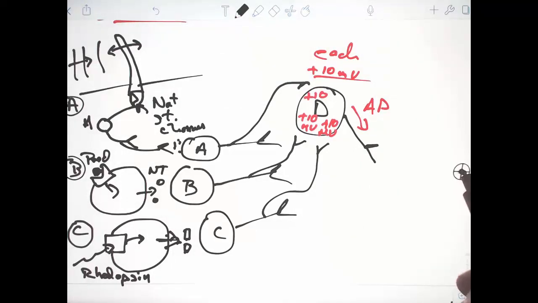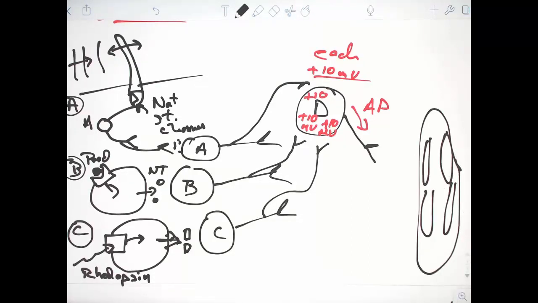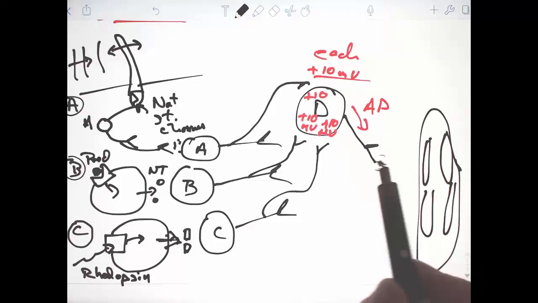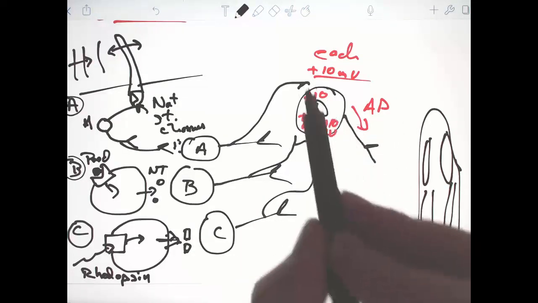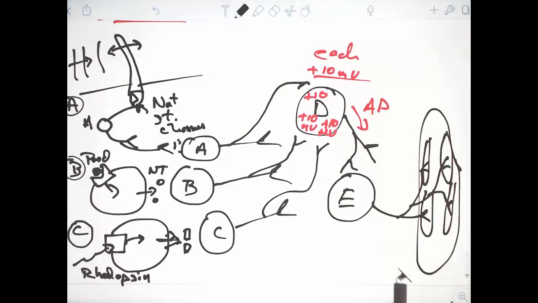For the escape reaction, in an annelid worm, we have longitudinal muscle cells, and we need to contract the longitudinal muscles in order to get an action potential. So motor neuron E will cause action potentials that release neurotransmitter to the muscles and cause retraction. Now we check to make sure it works.